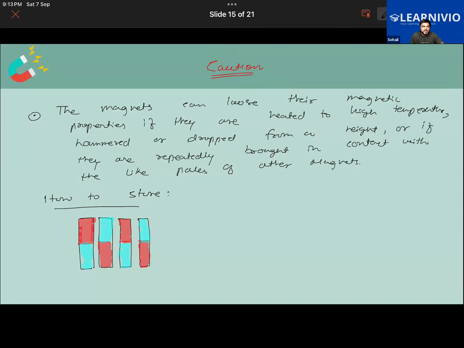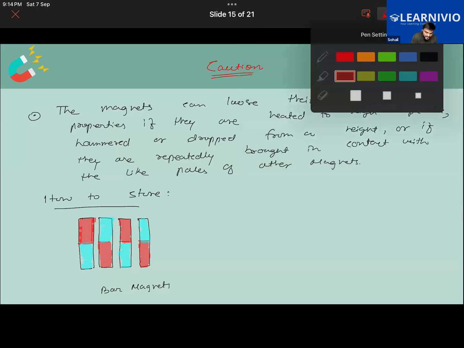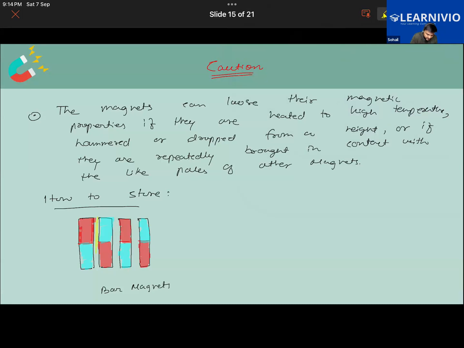Okay, pay attention here also. We have taken some bar magnets here. All these are bar magnets. So bar magnets should always be stored in pairs, and they should be stored in such a manner that their opposite poles are in contact with each other, like the North Pole and the South Pole. They should be separated by a block of wood. We are going to place some wood between them, so they are not in direct contact with each other.